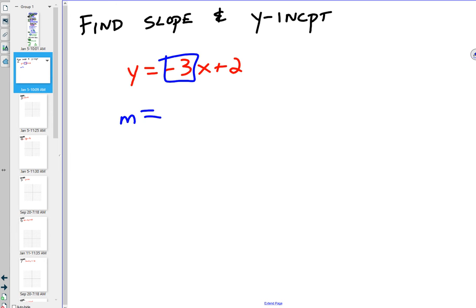What's the slope here? -3. And then, what's the y-intercept? 2. If you were to be asked this on a test or a quiz, again, it'll be multiple choice, but I'm perfectly fine with you writing it this way.